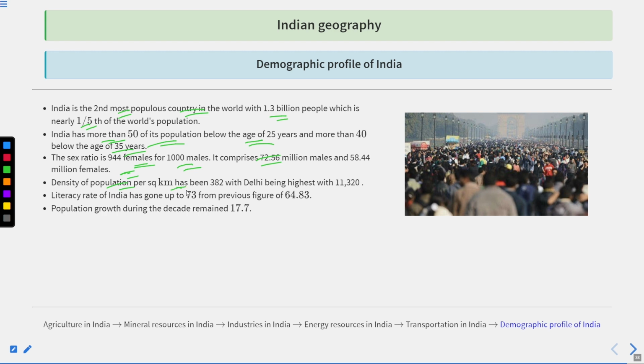Density of population per square kilometer is 382, with Delhi being the highest with 11,320. Literacy rate of India has gone up to 73% from the previous figure of 64.83%. Population growth during the decade remains 17.7%.